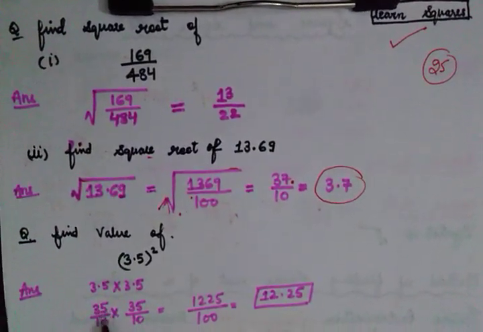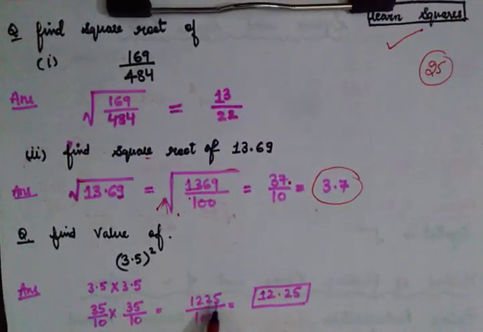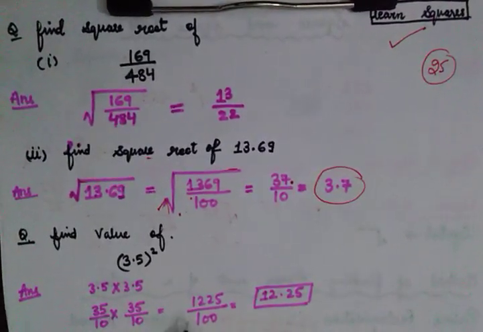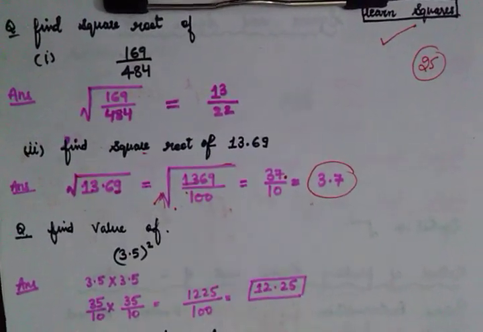This will become 35 upon 10. This also 35 upon 10. 35 into 35, 1225. And 10 into 10, 100. And later on, remove this 100 and 12.25 will be your answer.